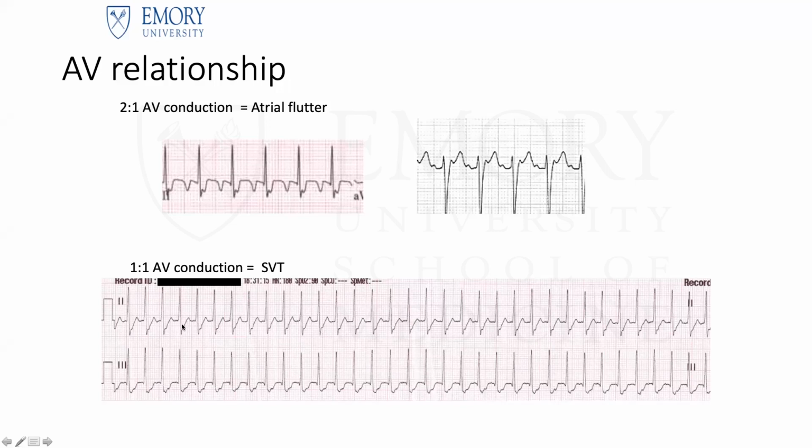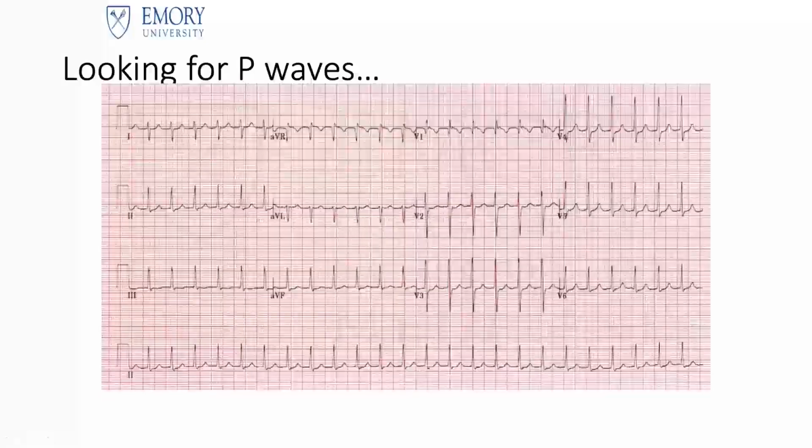And then this is versus this bottom strip, which is 1-to-1 conduction. And so this would be more likely what we call this SVT category. In this particular one, we see these P waves at the end of the QRS. And so this one would be most likely AVNRT, but we'll get into that in a second.